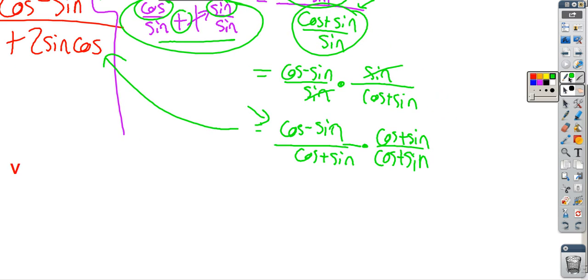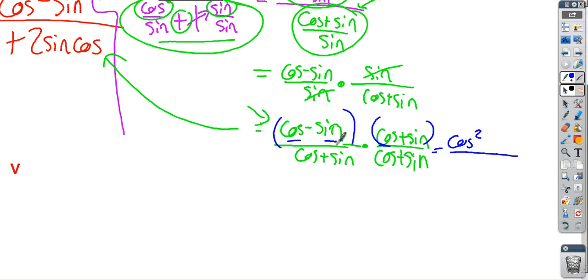So let's simplify this a little bit. When we FOIL out the top, we're going to have cosine times cosine is cosine squared, minus sine times plus sine is minus sine squared. The outside and inside terms will cancel. You have cosine times sine, positive, cosine times negative sine, negative. Those will actually cancel each other out.